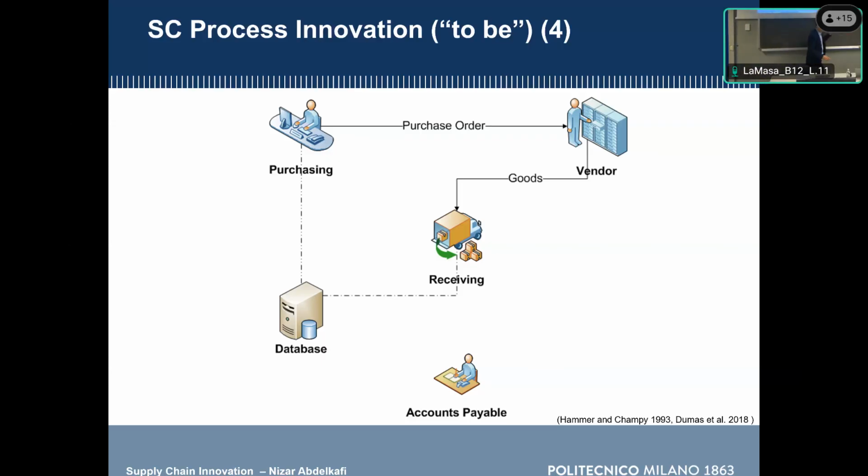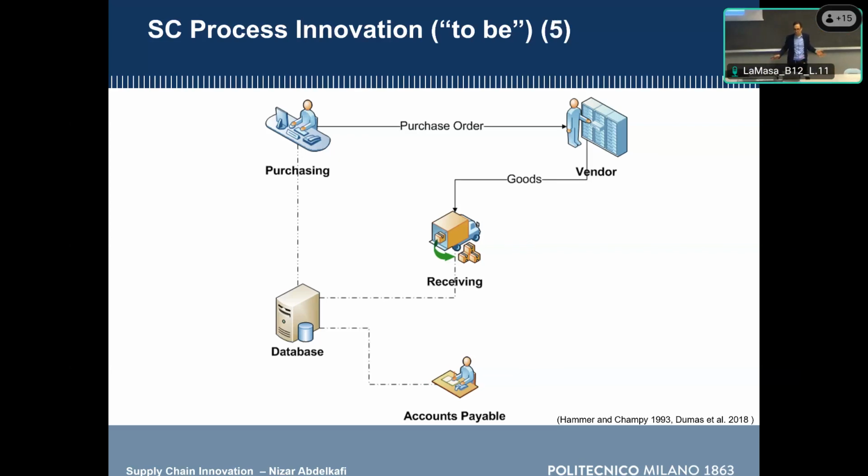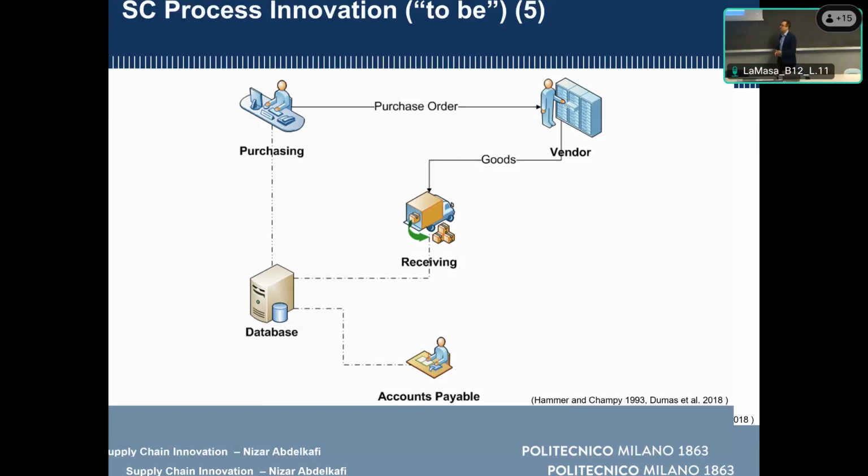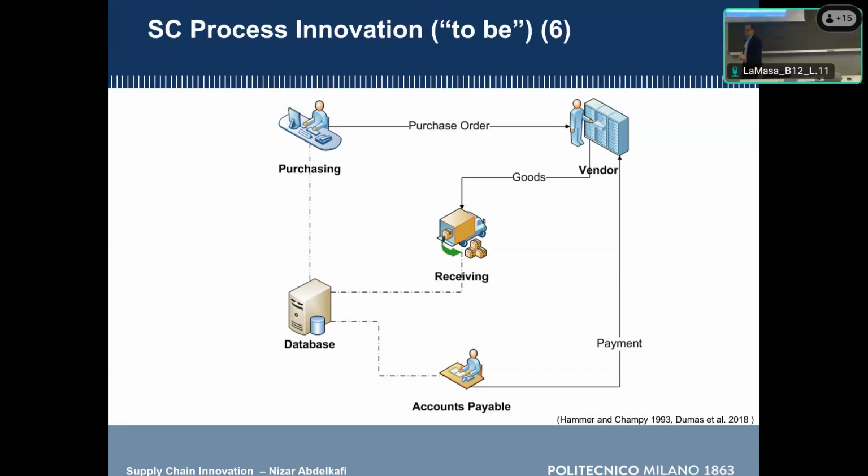Okay, so the accounts payable, they can have access to the database. Everything is okay, everything is fine. Now the payment can be triggered. Does it make sense here? It makes a lot of sense instead of the process that we have.